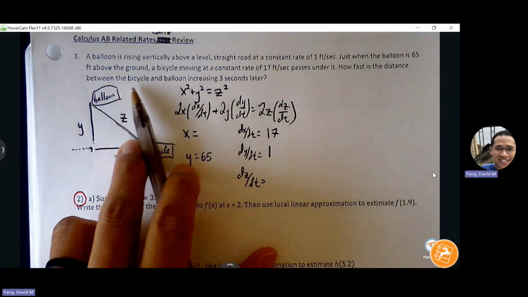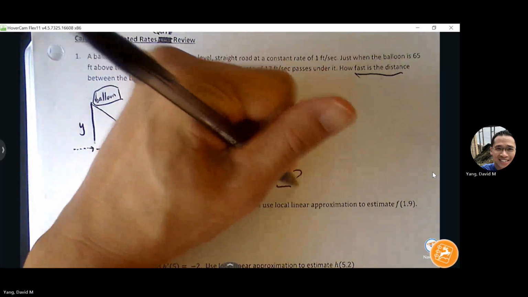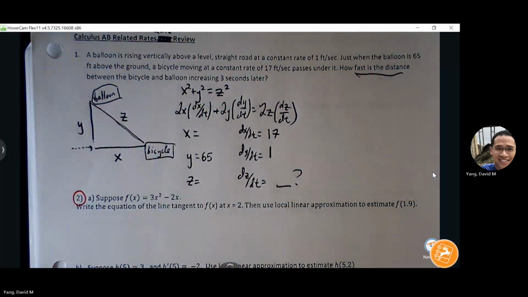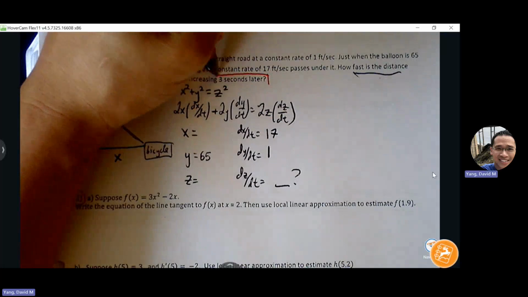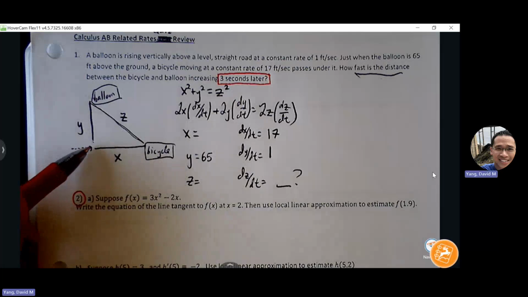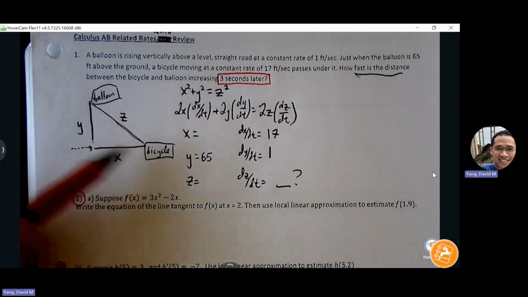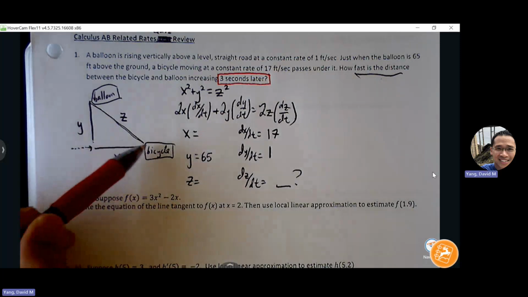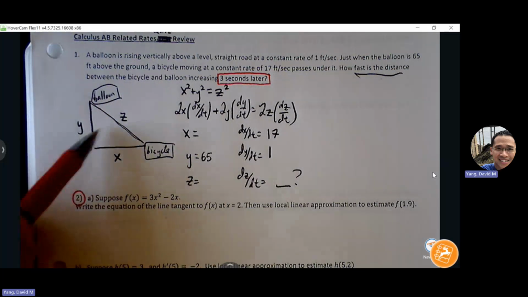How fast is the distance between the bicycle and the balloon increasing? dz dt. 3 seconds later. Okay, so we have to make some adjustment because we want to figure out 3 seconds after the bicycle passes under the balloon. So imagine you're standing far away and 3 seconds later, you take a snapshot. What's going to be that moment's distance for X, Y, and Z?